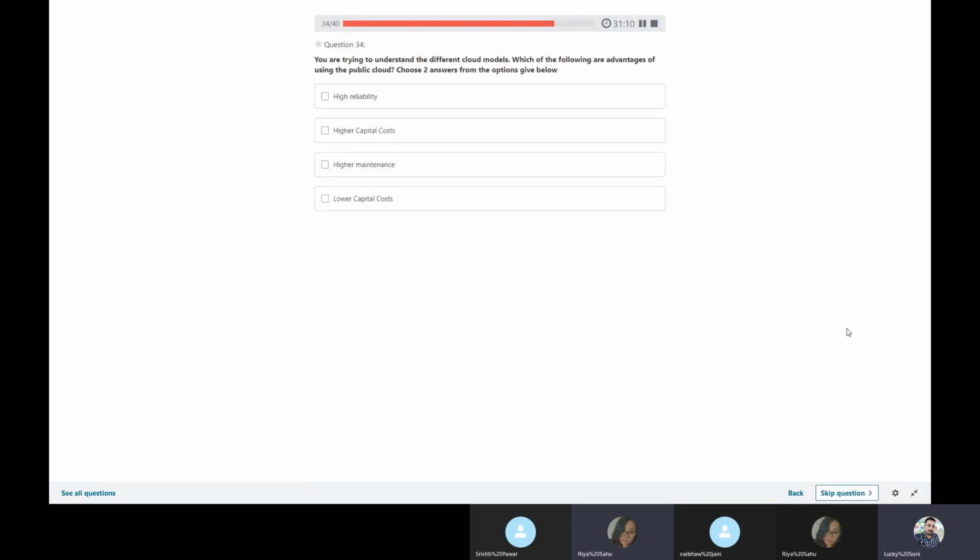Question 34, please. You are trying to understand the different cloud models. Which of the following are the advantages of using a public cloud? Choose two. Tell me, guys, what is the advantage of the public cloud? Lower capital cost, perfect. And high reliability, high availability, right? High reliability, right? Yeah, perfect.